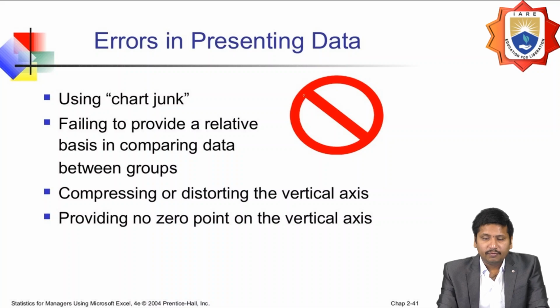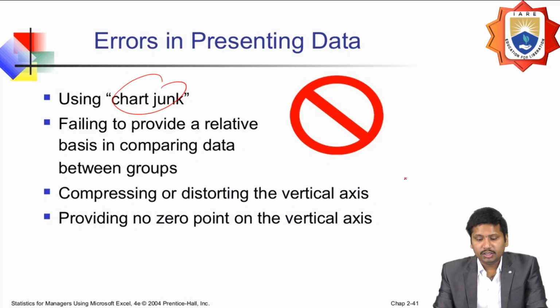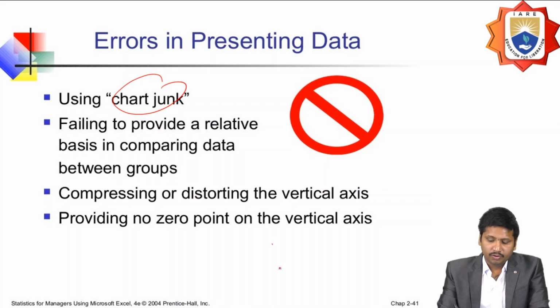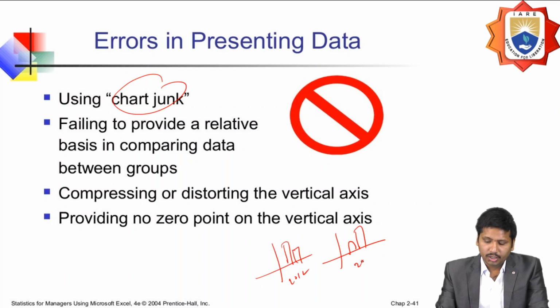So here, what kind of errors means chart junk. Using chart junk, you can show errors in presenting the data, and fail to provide a relative basis in comparing the data between the groups. If I draw a bar diagram, say for the years 2012 and 2013, it is a little bit difficult to compare how much more the 2013 sales are, as a percentage, than the 2012 sales.